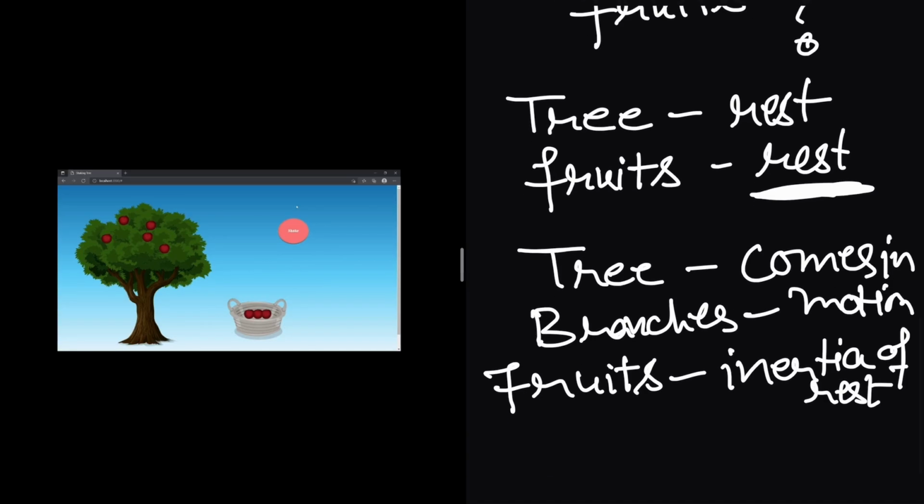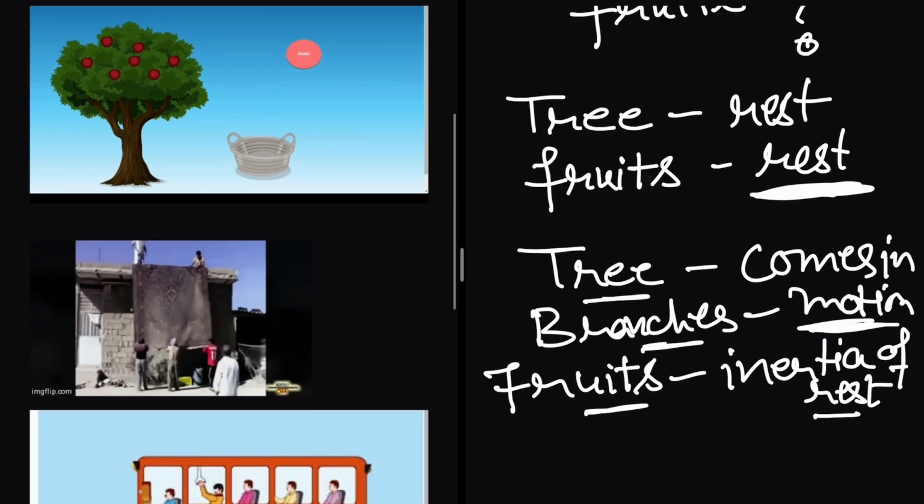Is it clear to you that when we shake the branches of trees, the branches will come in motion, but the fruits want to remain at rest due to the inertia of rest? So that's why they fall down. Let's move to the next example.